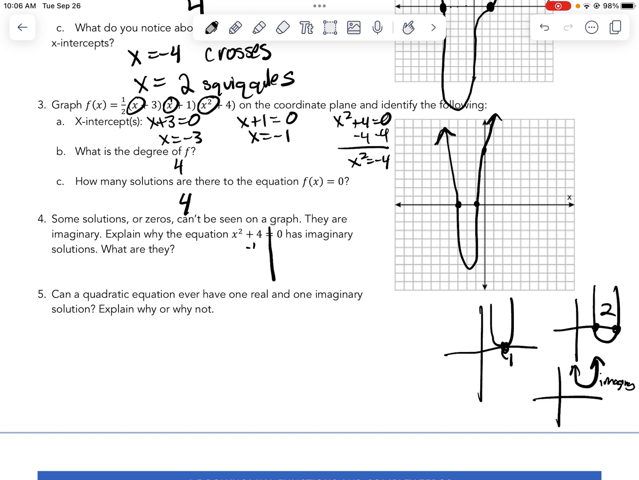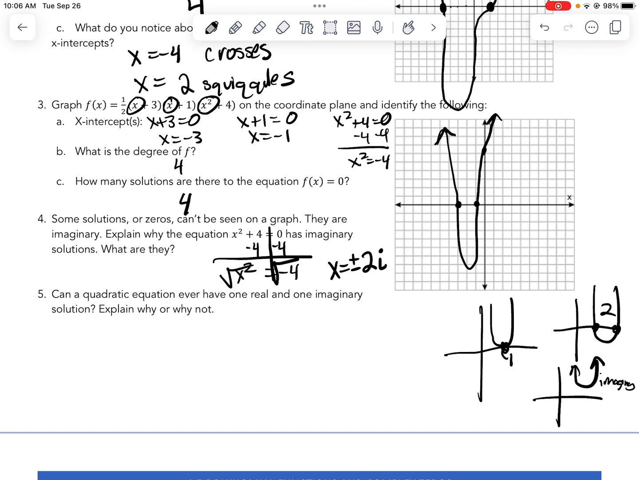So we started solving this one. -4 minus 4, x squared equals -4. Does anybody remember when we square root something negative, we use that imaginary? The square root of 4 is 2, but since it's negative, we add that imaginary. And then when we square root something, we do the plus and minus. So this one actually has those 4 zeros.